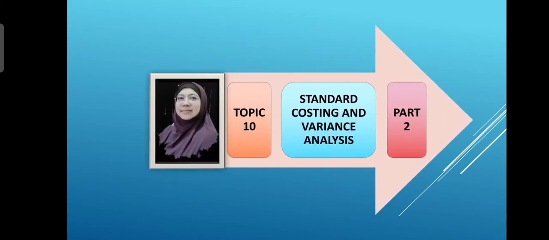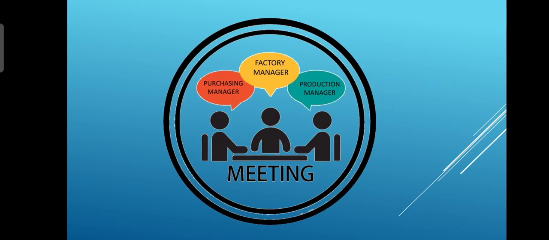This is Chapter 10, Standard Costing and Variance Analysis, Part 2. Before we go further in discussing this chapter, have a look at the conversations among these three managers about production achievement in their company.